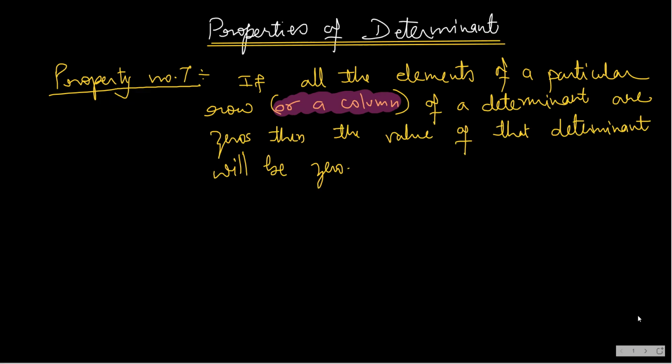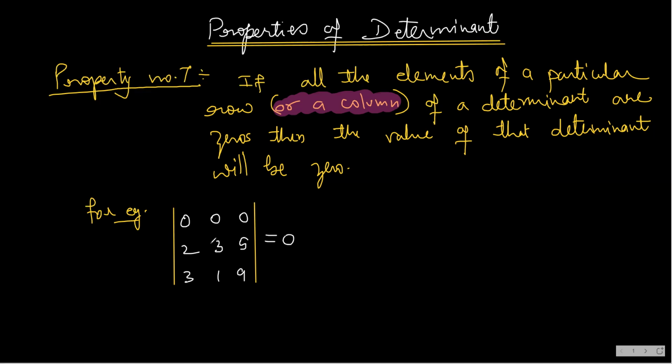Very important property. Now, if you go by example, I write a determinant, and in that determinant all the elements of a particular row, any row, are 0. Say all the elements of R1 are 0: 0, 0, 0, 2, 3, 5, 3, 1, 9. You don't have to expand this, no need to evaluate it. It is 0. Why? Because all the elements of R1 are 0. So the value of this is 0.